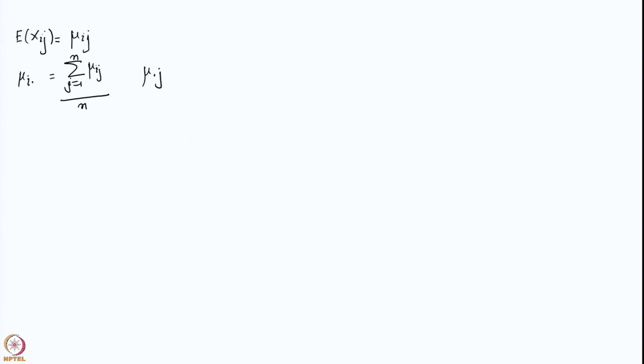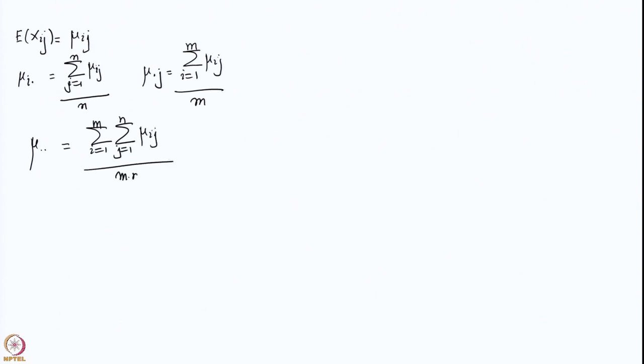Similarly, you can have mu dot j. Whatever we are averaging on, we put a dot in that place. So it is summation of i is equal to 1 to m of mu ij divided by m. And finally, mu dot dot is equal to summation i is equal to 1 to m, j is equal to 1 to n of mu ij divided by m times n. Now you define mu dot dot is equal to mu, alpha i is equal to mu i dot minus mu, and beta j is equal to mu dot j minus mu.